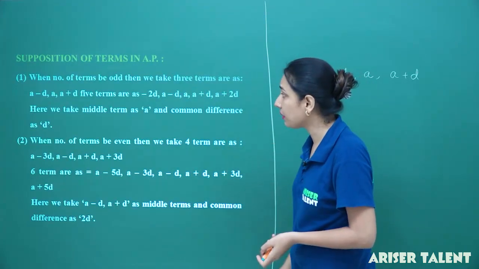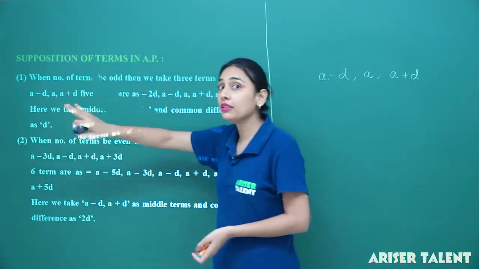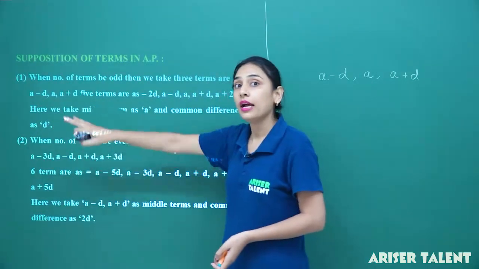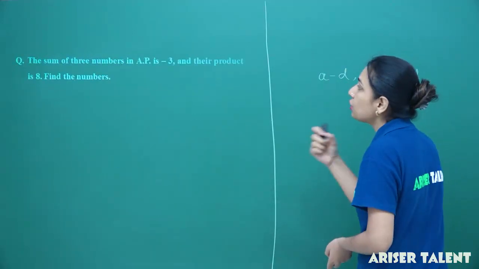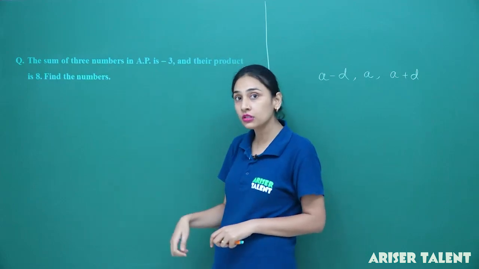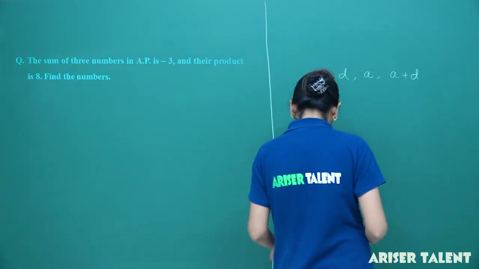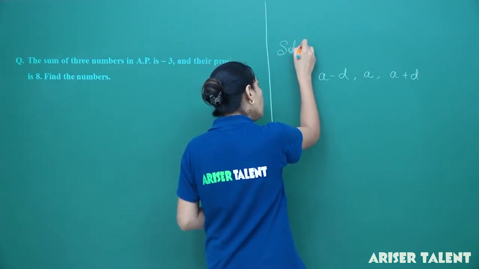Supposition of terms in AP. When we are having three terms, we have to suppose them like A minus D, A and A plus D. Okay. So we are doing the same in this first question. I have told you these properties are going to work in questions. Okay. So students, now the solution. Now you know how to solve it.